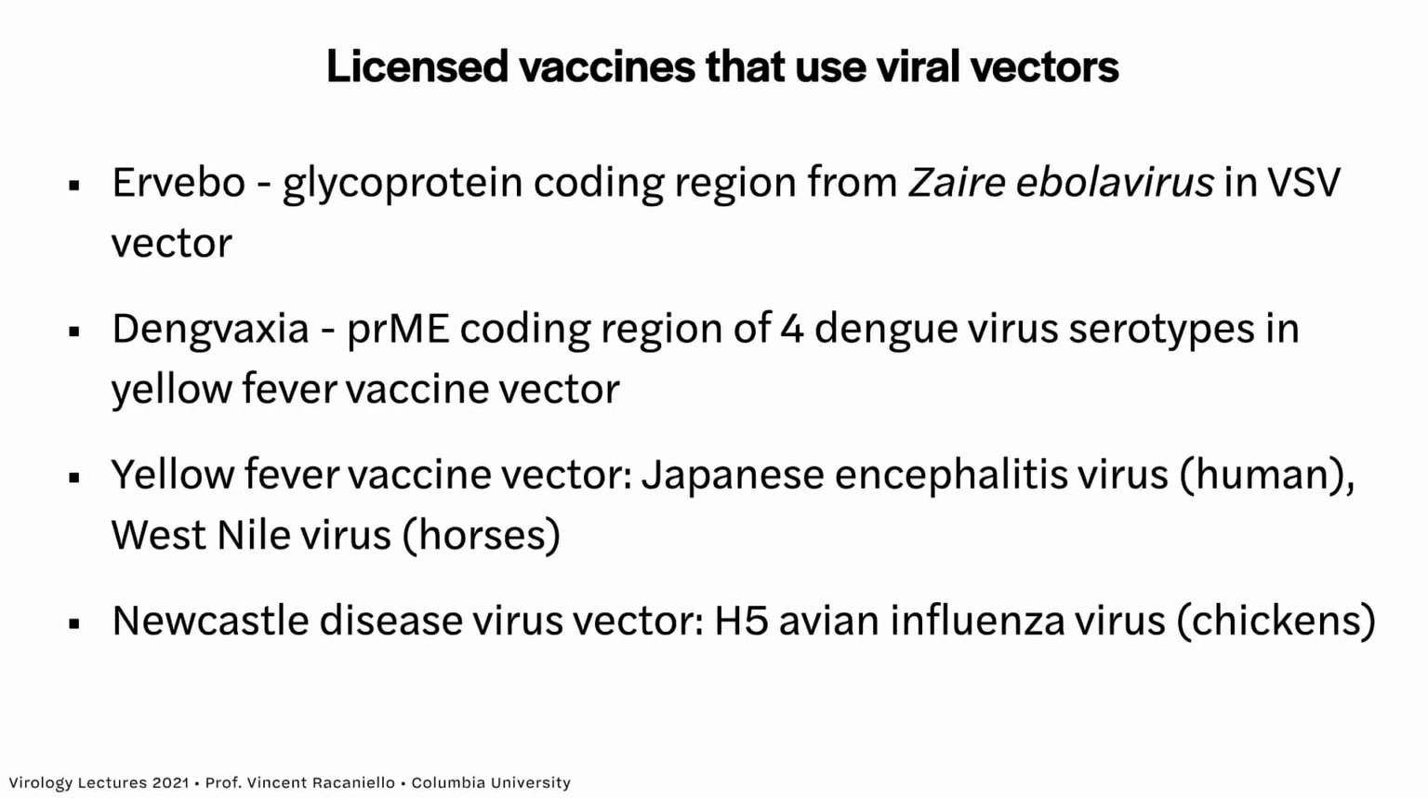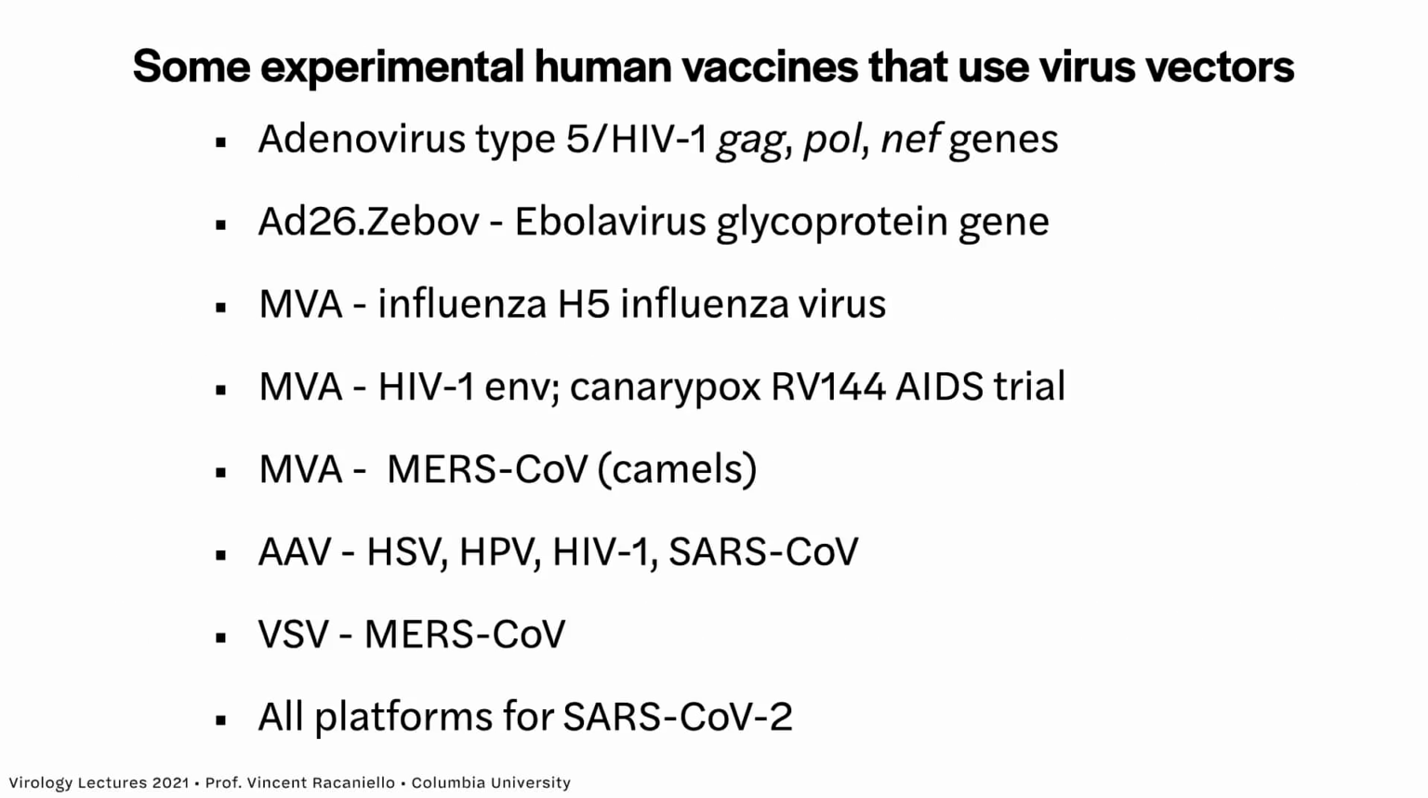So here are some licensed vaccines that use viral vectors. Ervebo, the glycoprotein from Zaire Ebola virus, is in a VSV vector. This is used in Africa during the current outbreaks. Dengvaxia is dengue in the yellow fever vaccine vector backbone. And also the same yellow fever vaccine vector backbone has been used to make Japanese encephalitis virus vaccines and a West Nile virus vaccine for horses. And as I told you, the Newcastle disease virus vector is used to immunize chickens against both Newcastle disease and H5 avian influenza virus.